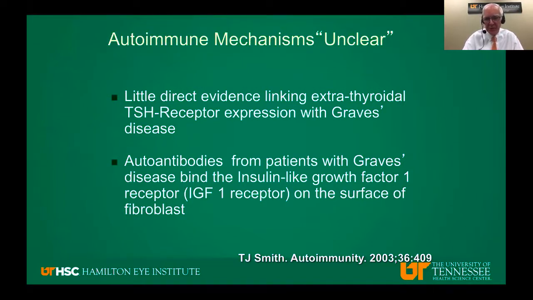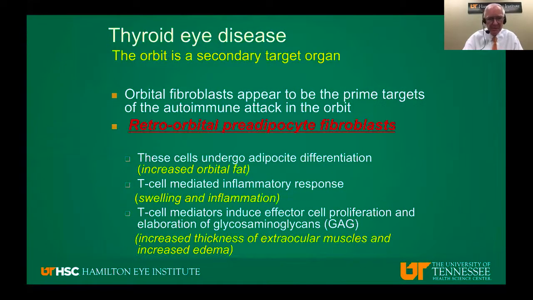It has still not been well or clearly elucidated in the scientific literature, but we're a lot closer than we were 20 years ago. So what indeed does happen in the orbit associated with this? What appears to have been identified is that orbital fibroblasts are the prime target of this autoimmune attack. The cell that is noted is the retroorbital periadipocyte fibroblast. These cells undergo adipocyte differentiation, and increased orbital fat has been measured in a subset of these people, and we know it.